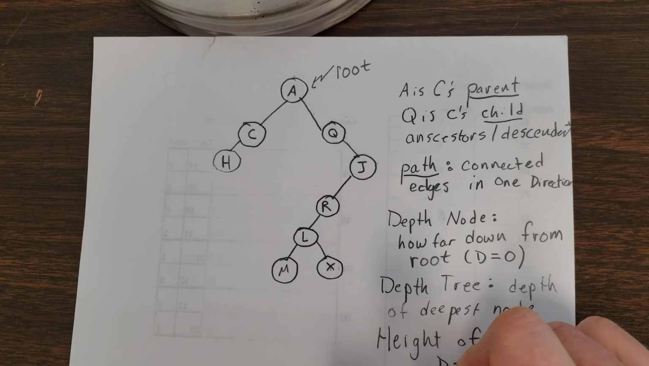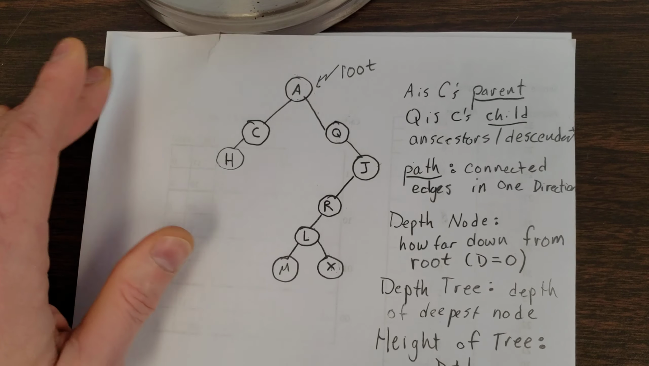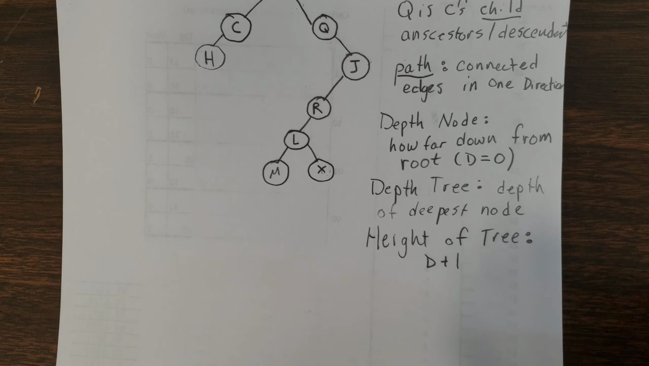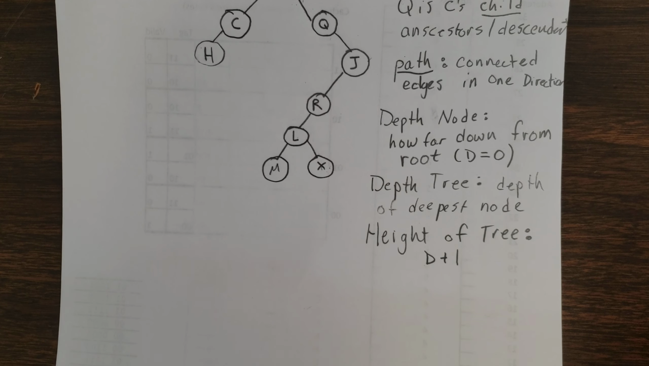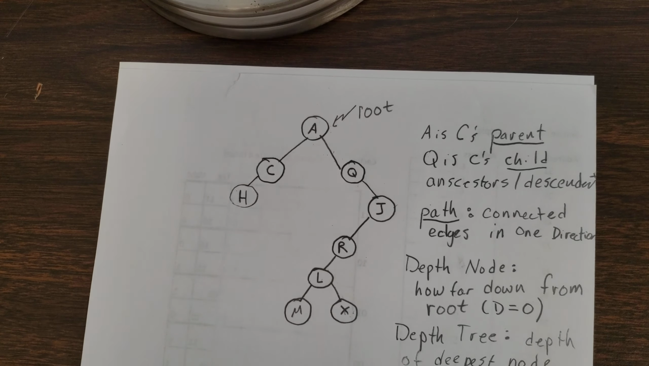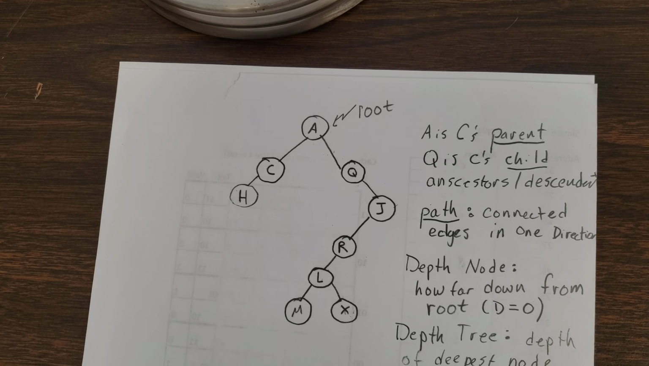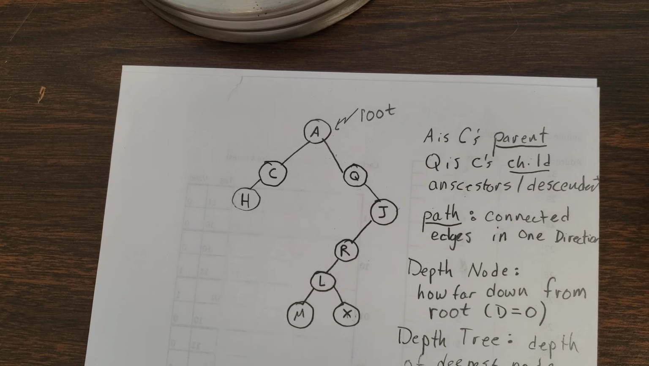And that's just depth plus 1. That means you count all of the elements. So that's the depth and the height of the tree. Okay, so that's with a binary tree. And these are just some of the terminologies that you'll end up getting.